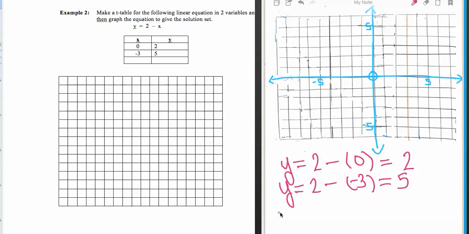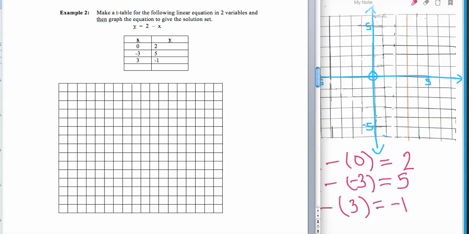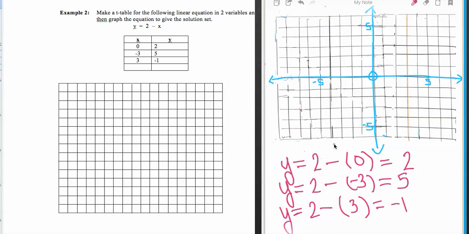Let's do it one more time. y is equal to 2 minus, let's do something positive. Let's do positive 3. So that gives me 2 minus 3, which is negative 1. So when x is equal to positive 3, y is equal to negative 1. Now we have 3 ordered pairs that we can plot, and then we can draw a linear model for that, which means that we're drawing a straight line.